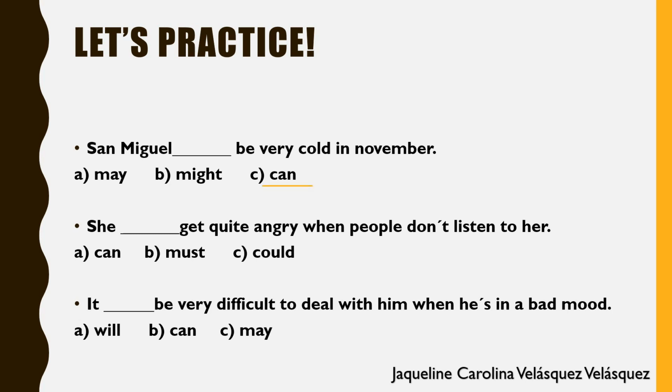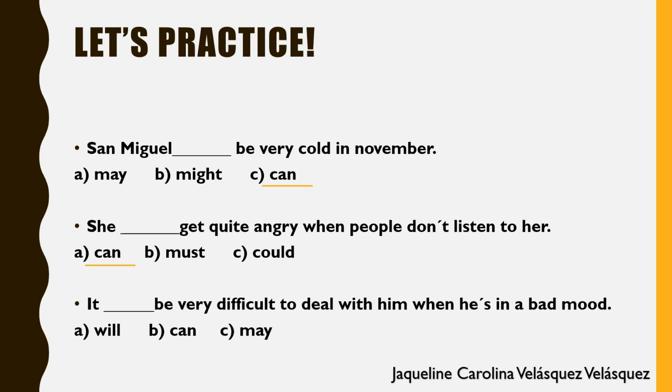Let's look at the answers. The first exercise, the answer is can. San Miguel can be very cool in November. In the first sentence, in November and San Miguel is a general idea. You are talking about one place, but you are also talking about every year, so you should use can.